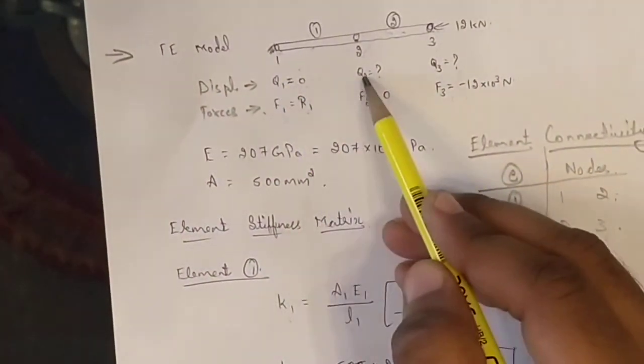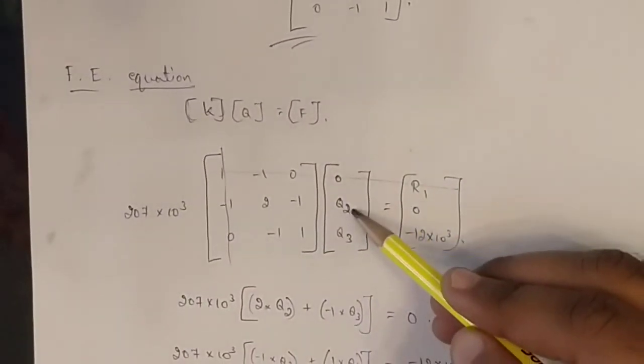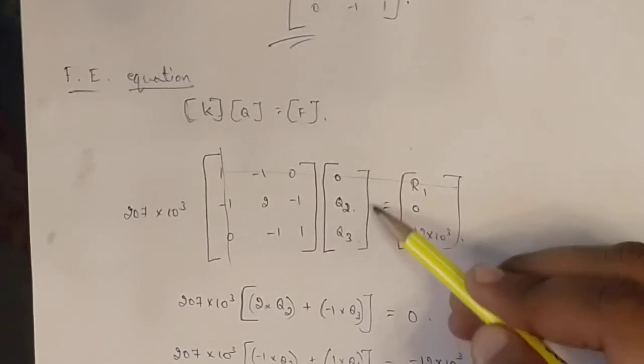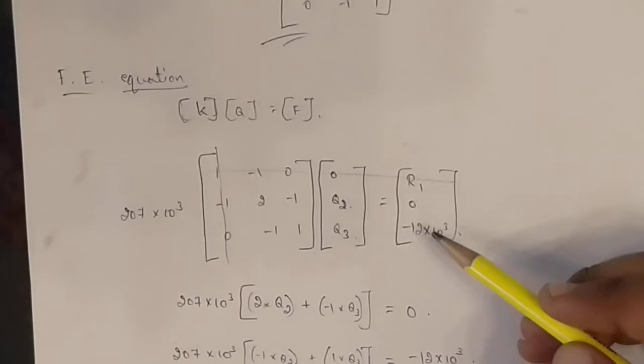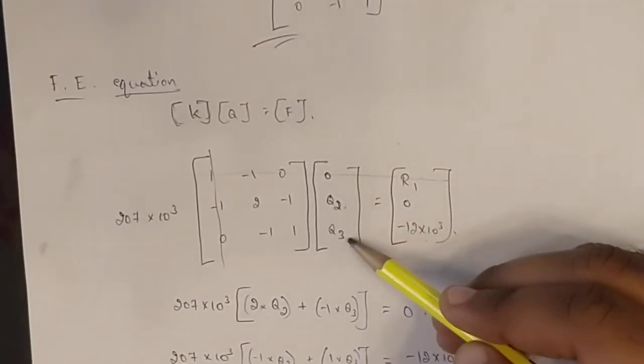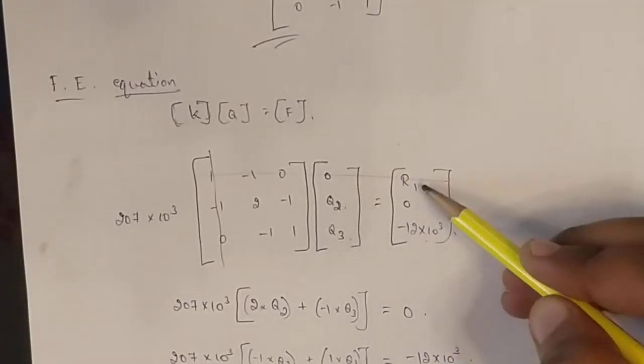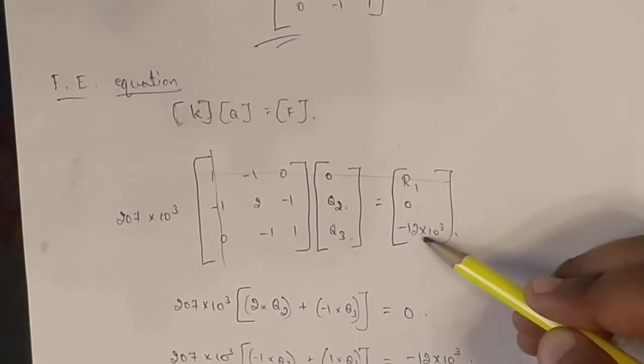Okay, and Q. What is the Q matrix? How many Qs do we have? Q1, Q2 and Q3. So just write Q1, Q2, Q3, is equal to F. And what is F? F1, F2, F3. So Q1 is 0, Q2 and Q3 we have to find out. F1 is R1, F2 is 0 and F3 is minus 12.